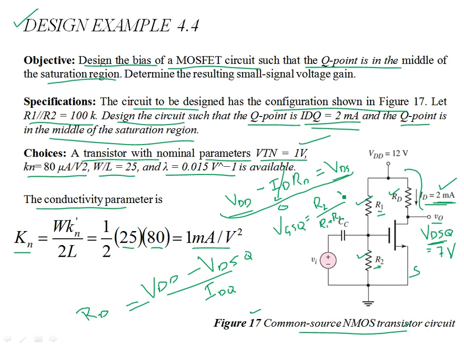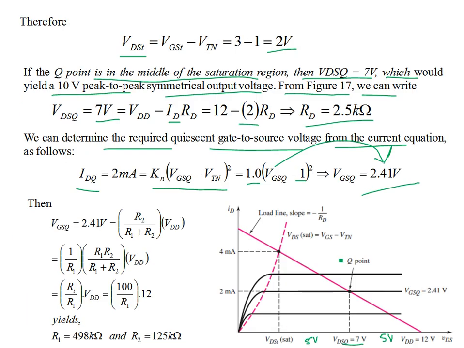Multiply by VDD. Right. So the other thing is, we know the parallel combination of R1 and R2 is 100K. Let's use this information as well. So 2.41 volts is VGSQ, which is being established by these resistors, which are unknown.